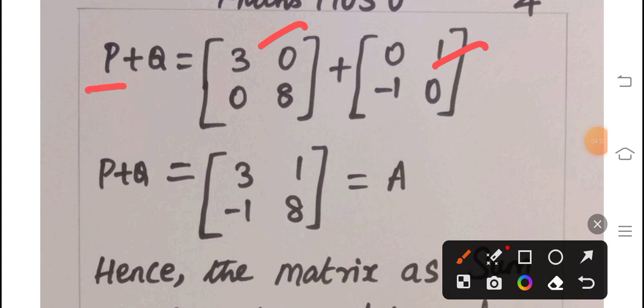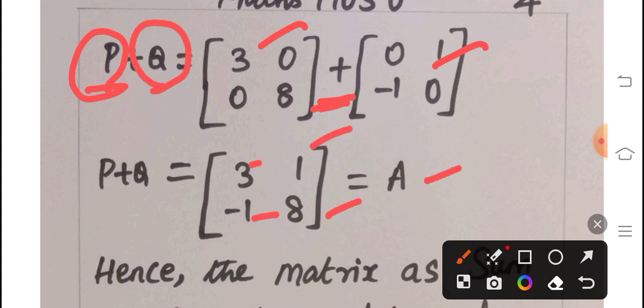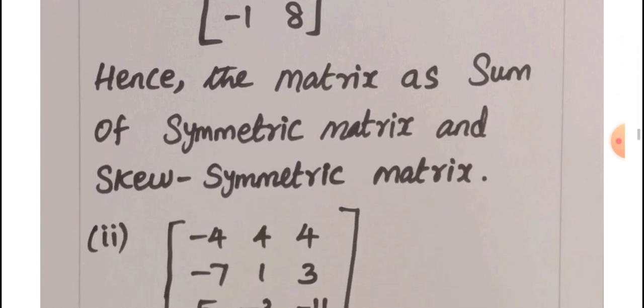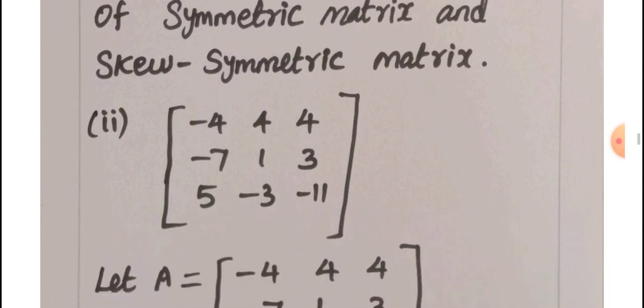P is symmetric. We are going to do the sum of symmetric matrix P and skew symmetric matrix Q. P and Q we are going to add, and we got the matrix A. Hence, the matrix is the sum of a symmetric and a skew symmetric matrix. This type of question you may expect in 2 marks as well as in 3 marks.